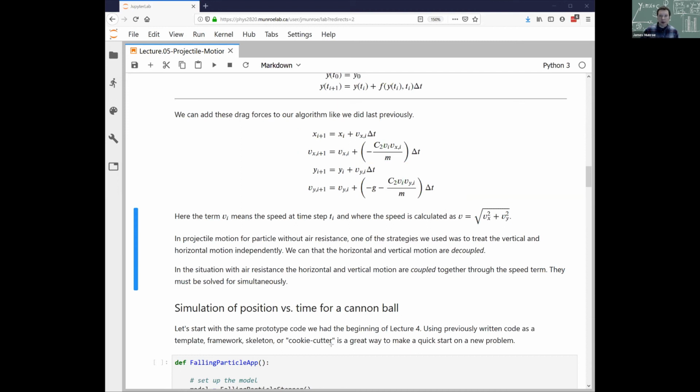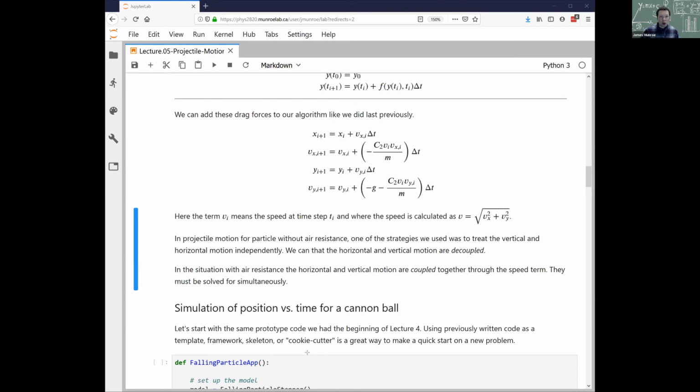Okay, so let's do this. Let's write a program that solves this trajectory motion kind of problem. When you're solving these problems, don't start from scratch. The intention is not to start with a blank piece of paper, or in the case of programming, a completely blank file, and say, I don't know what to write. Start with something you know. This is a projectile motion problem. It's related to a falling particle problem.